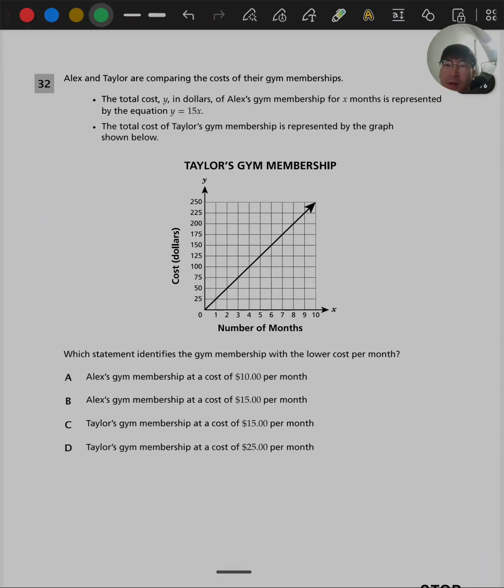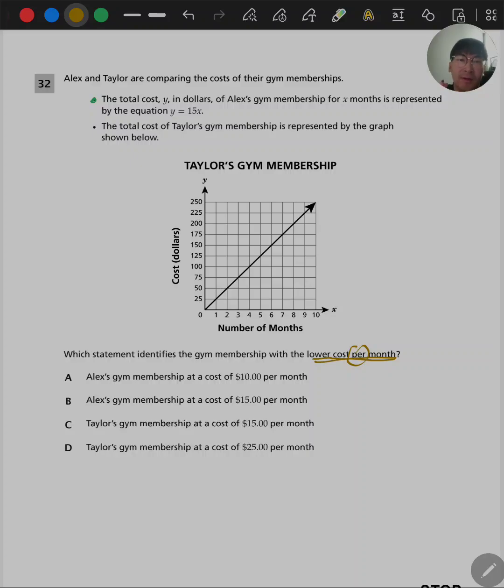32. Okay, so there are two people and they're comparing their gym memberships. So the first person, Alex, for x months, it's going to cost them y is equal to 15x. Let me see what the question's saying. Identify the gym membership of the lower cost per month. Okay, lower cost per month.